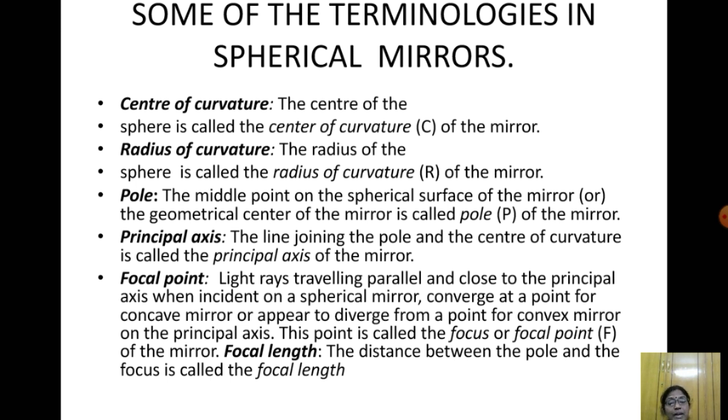And what is the principal axis? The line that is passing through the pole and the center of curvature is called the principal axis of the mirror.